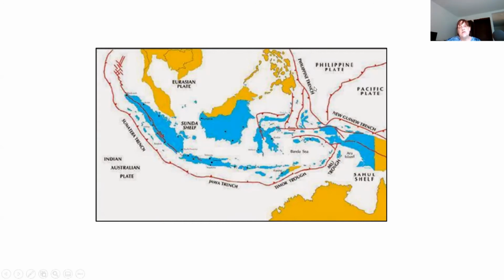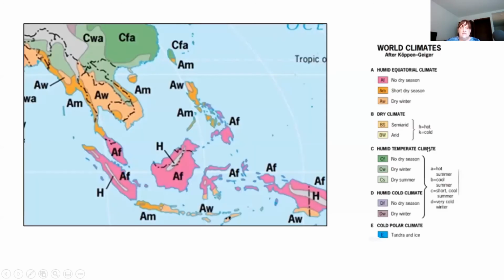There are also, if you look in the Philippines and also along Indonesia, volcanoes associated with these subducting plates. So you have your volcanoes and you have your earthquakes. Now, let's look at climate in this area. If you look at Indonesia and the islands to the south, they're all humid equatorial climate, no dry season.